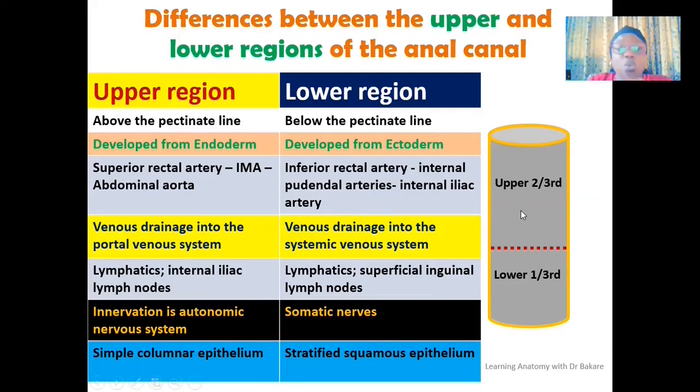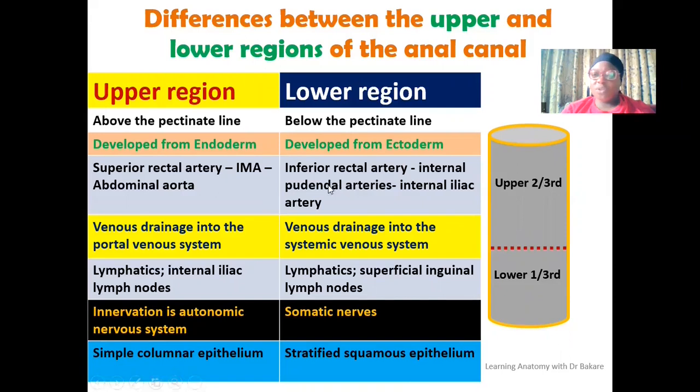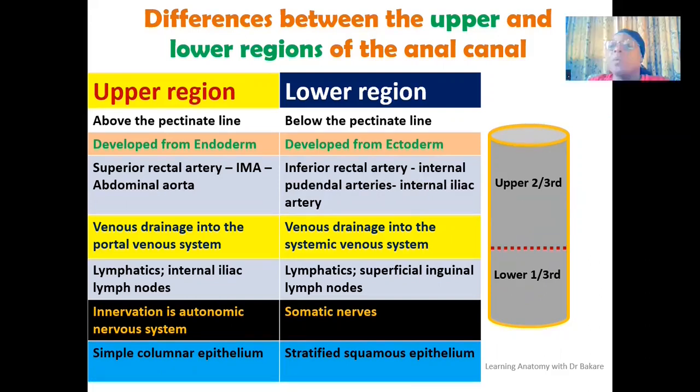Also, the upper two-third is supplied by the superior rectal artery, which is understandable. The superior rectal artery is the branch of the inferior mesenteric artery. And we know that the inferior mesenteric artery branches from the anterior surface of the abdominal aorta. While the lower one-third is supplied by the inferior rectal artery, which is a branch of the internal pudendal artery. And we know that internal pudendal is a branch of the internal iliac, which branches from the common iliac. And the common iliac is a terminal branch of the abdominal aorta. We should be able to trace the artery down to the point where they originate from.